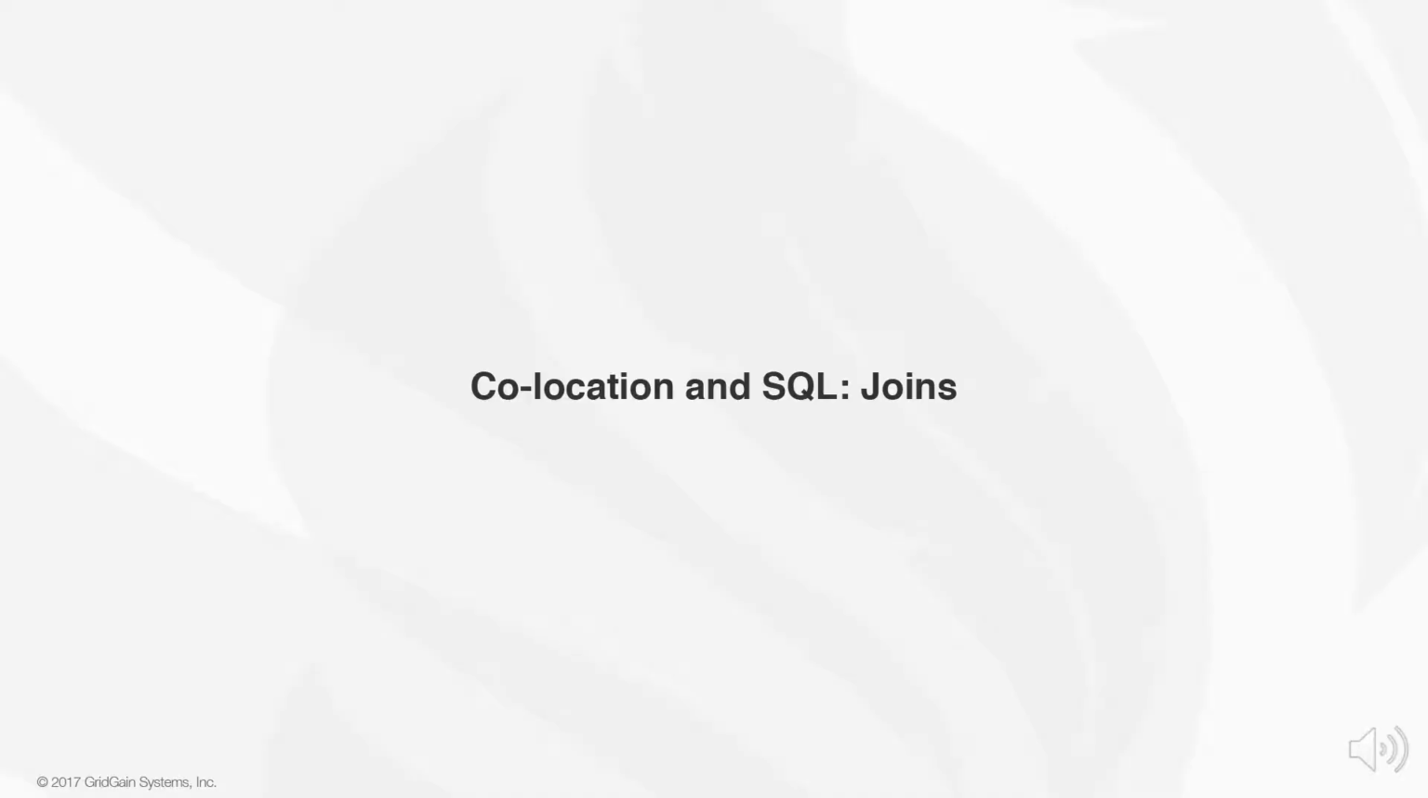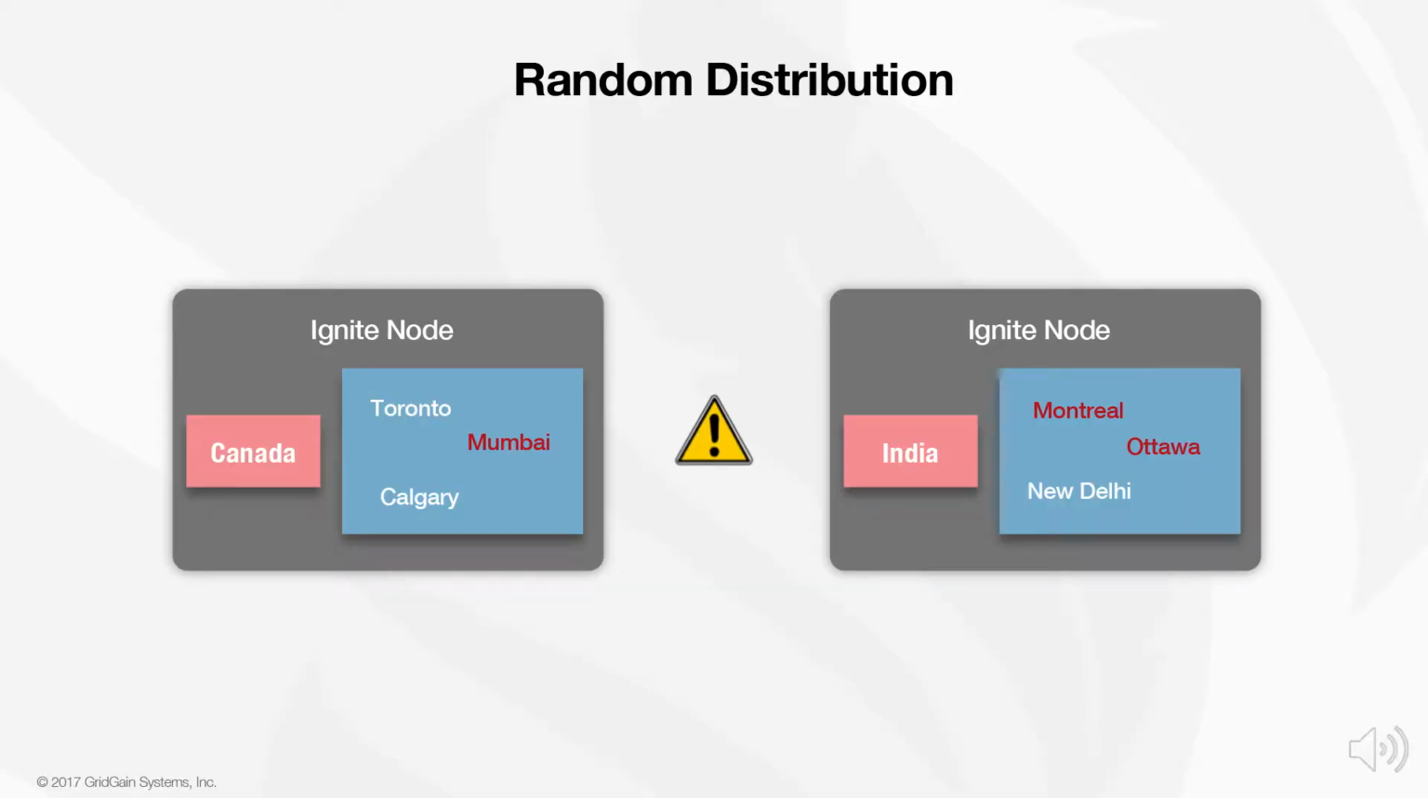All right, and finally, I want to talk about joins. When you work with SQL, you would most likely use joins in some of your queries. And collocation for joins is also very important. And here's why. Let's go through this data model.